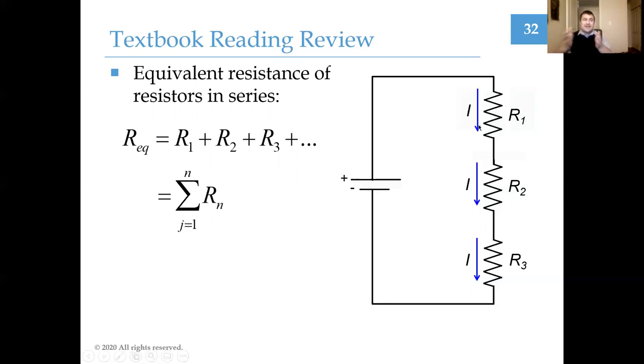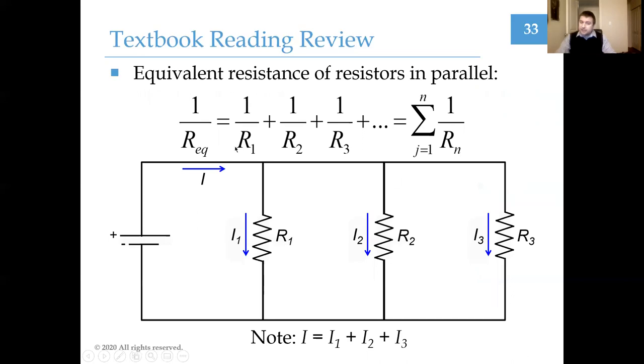If I want to take a bunch of resistors that are in series with respect to each other, and replace them with one resistor which is electrically equivalent to the three of them, it's nice and simple. I just add them together. So if I wanted to combine these three resistors into one, I would simply add all their resistances together. The equivalent resistance would simply be the sum of all the resistances in series. Parallel is a little bit trickier.